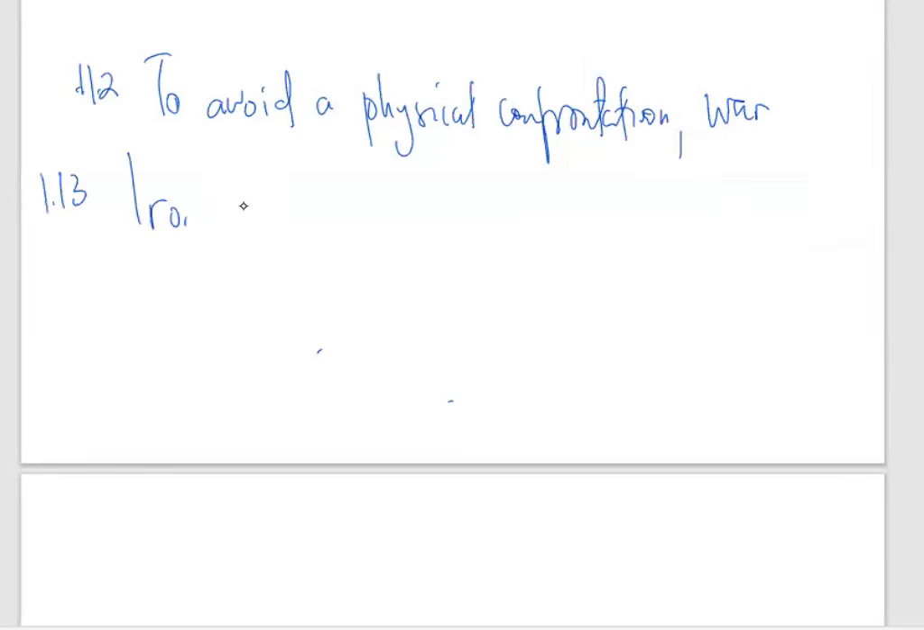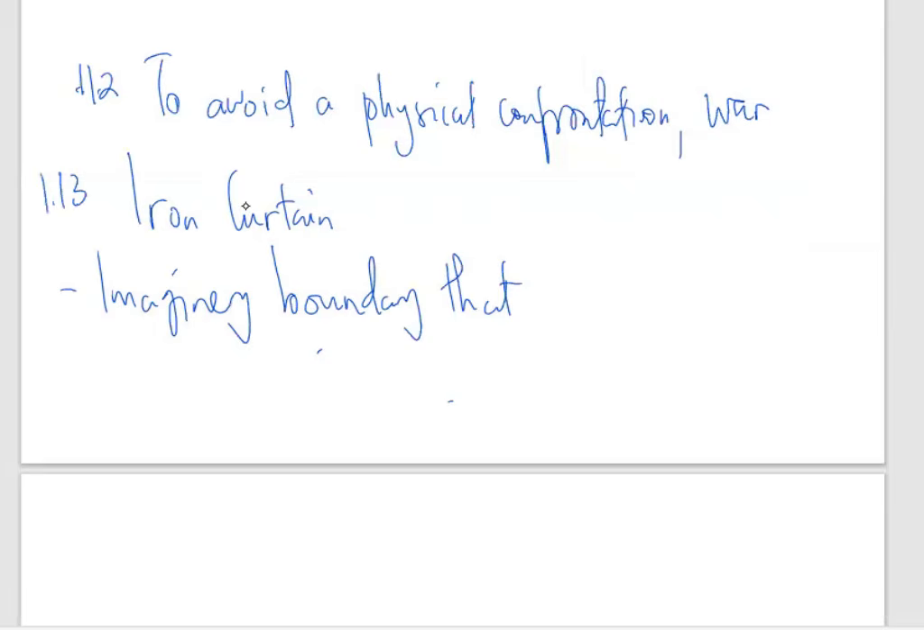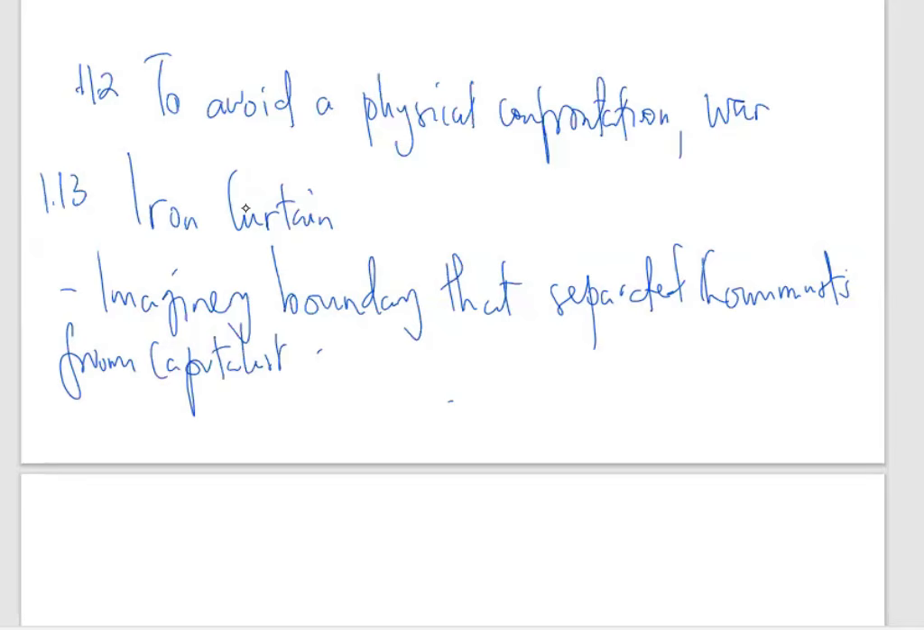So when we are looking at the iron curtain, in this instance, we can say it's an imaginary boundary that separated, that divided Europe, separating communists from capitalists in Europe. That's the idea behind the iron curtain.